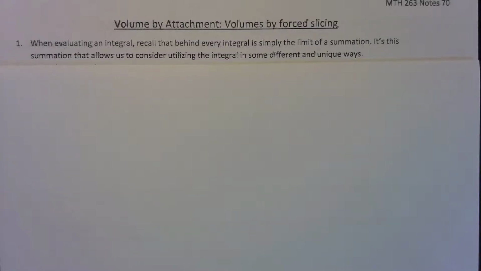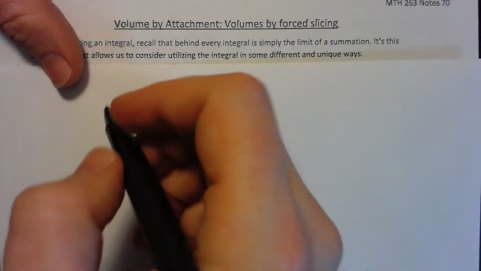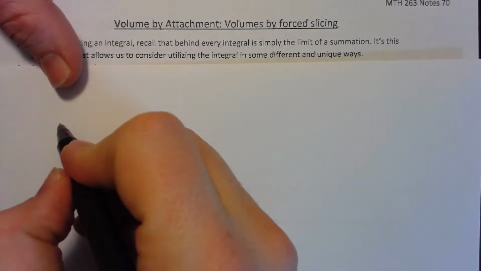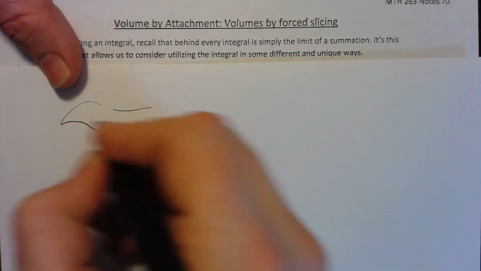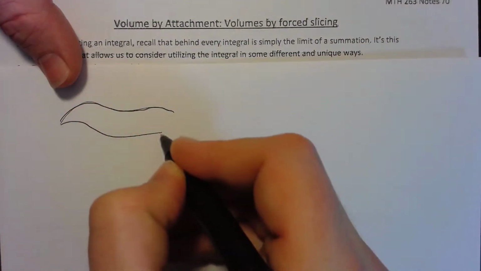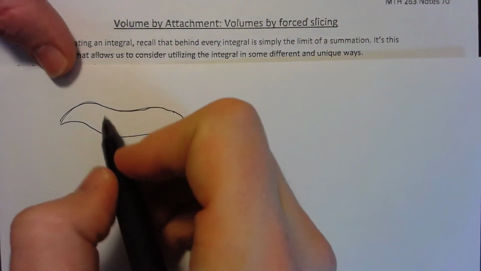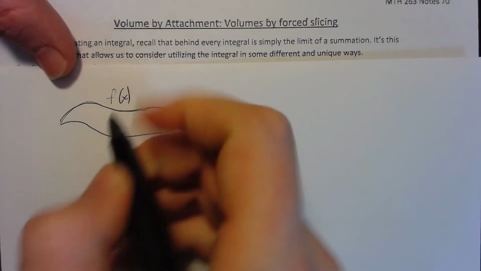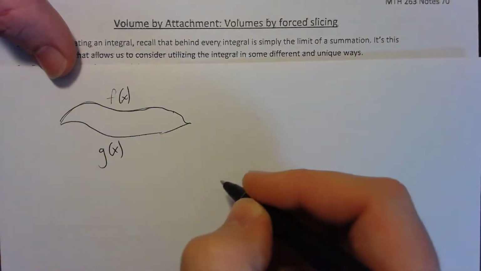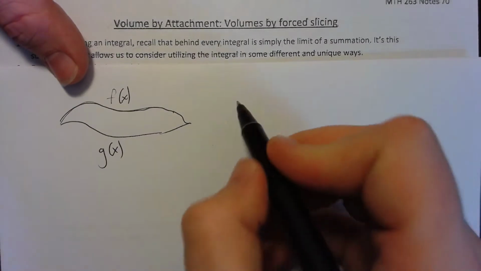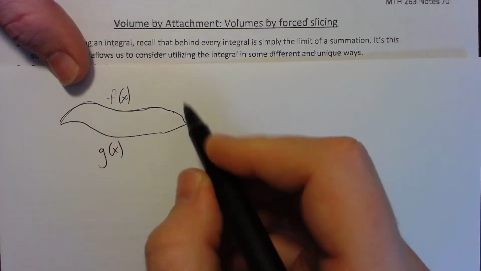In this video, we'll be covering the basics of volumes by attachment. The idea of this particular concept is that we're going to still have some kind of function f of x and g of x, and this is going to be systematically built such that we again have some kind of function on top and on bottom.